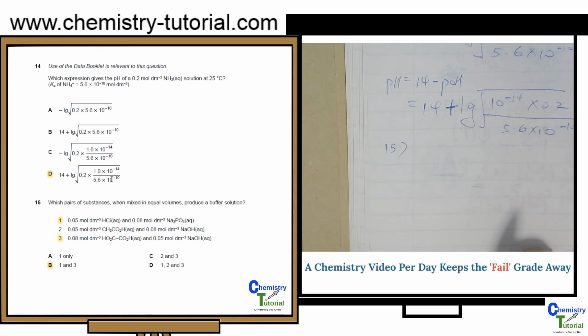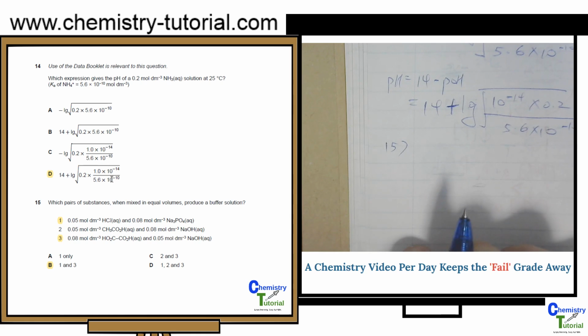Now, of course, by the strictest definition, a buffer is an aqueous solution whose pH remains relatively unchanged when a small amount of acid or base is added. Well, this doesn't help us to understand this question. Actually, to solve this question, we need to know that a buffer must consist of a weak acid and its conjugate base, or a weak base and its conjugate acid.